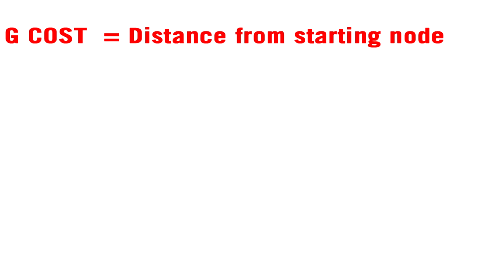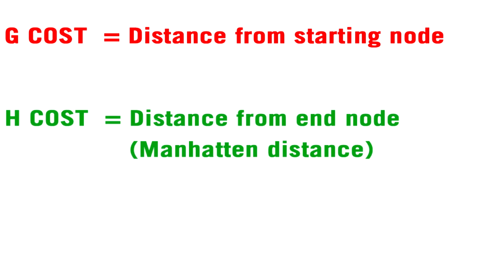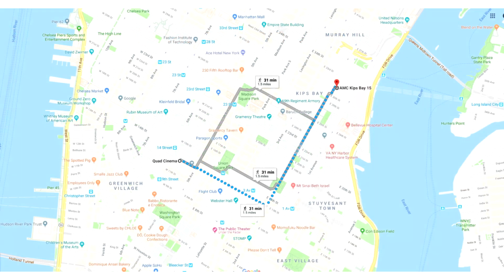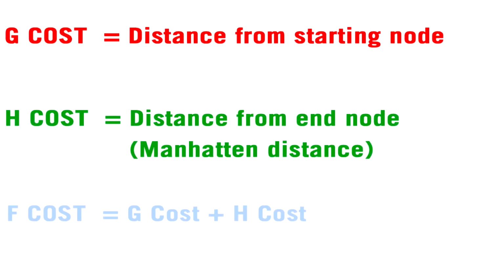The g-cost is how far away that node is from the starting position. The h-cost is the distance from the end node using the Manhattan distance, which is the distance between 2 points in a grid-based graph on a strictly up, down, left, right path. It is called this because of Manhattan's building layout. And finally, the f-cost, which is the g-cost and the h-cost simply added together.